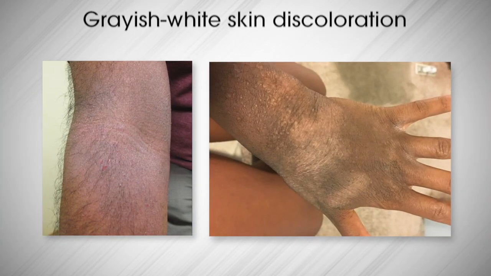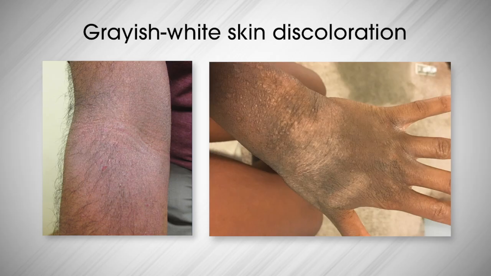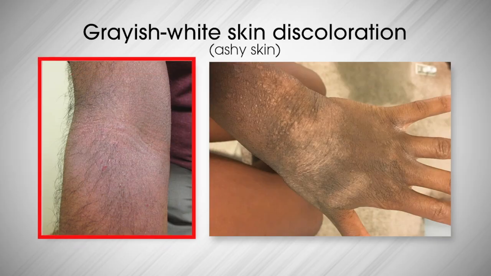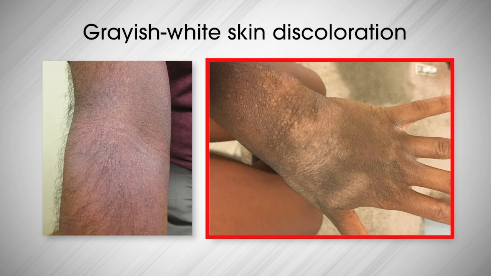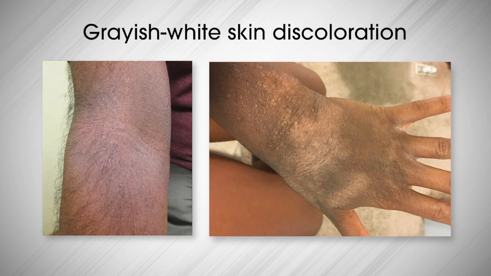This is an example of grayish-white skin discoloration, which can also be called ashy skin. In the slide on the left, this is what it can look like in a lighter skin tone. But when we look at the slide on the right, you can see that this is very pronounced. This can also cause some cosmetic challenges for patients with atopic dermatitis in skin of color.